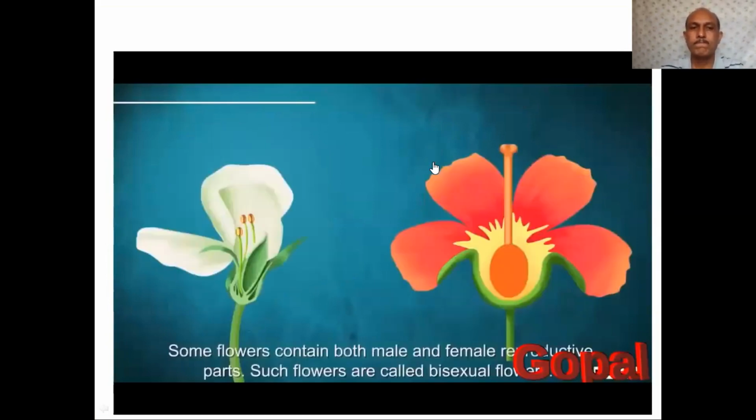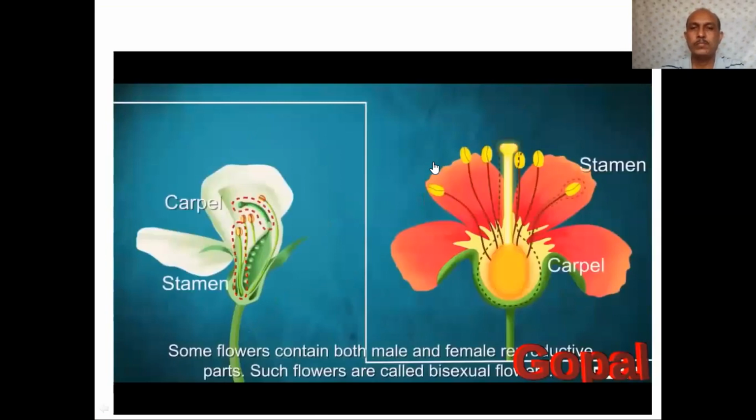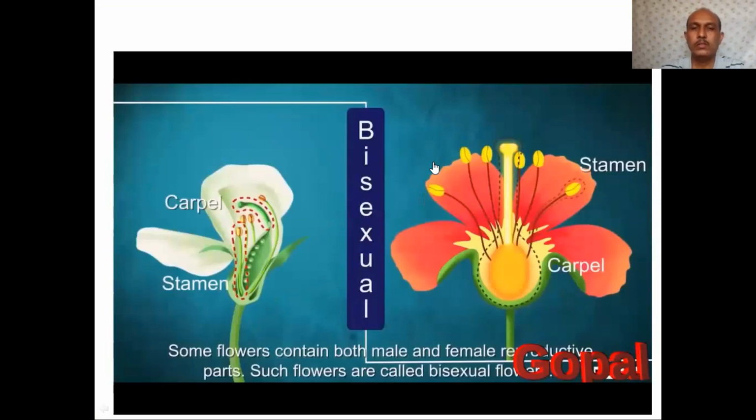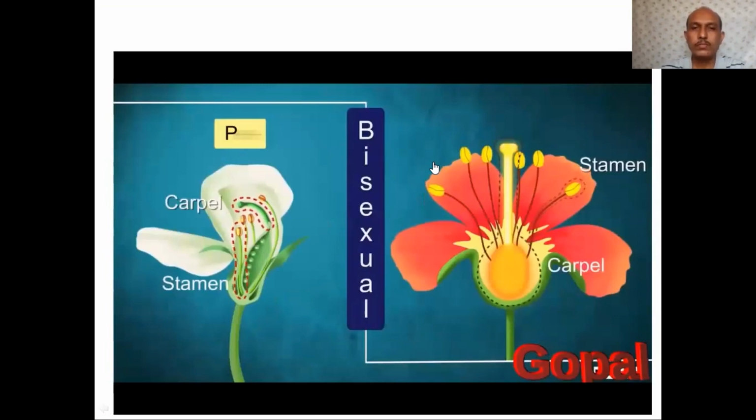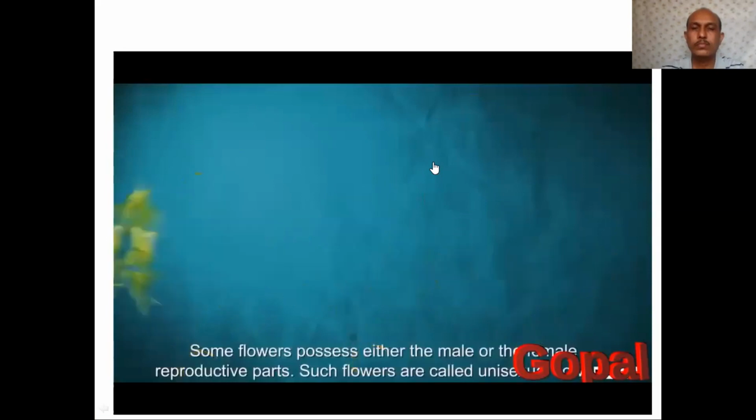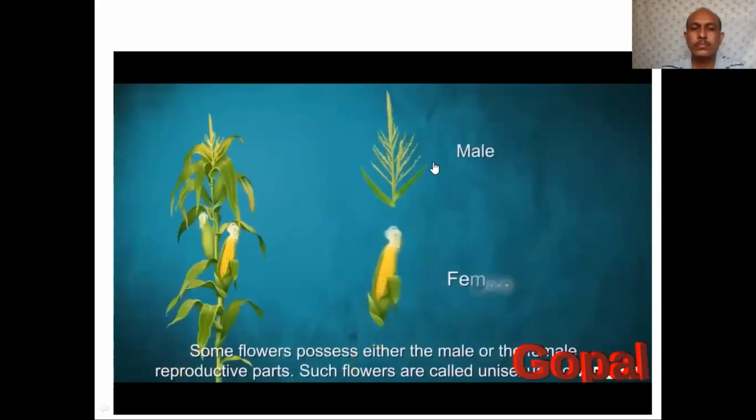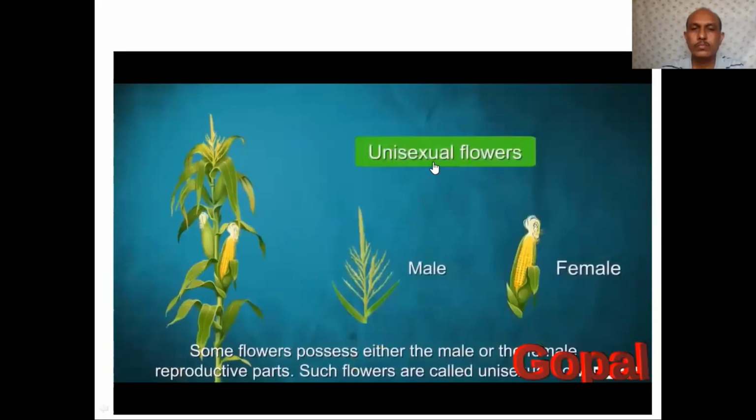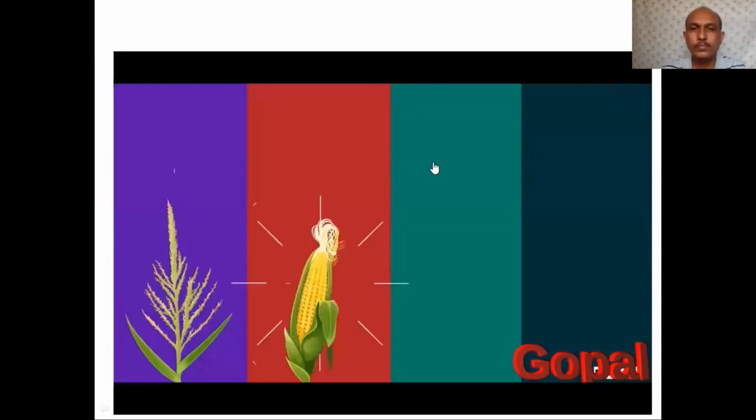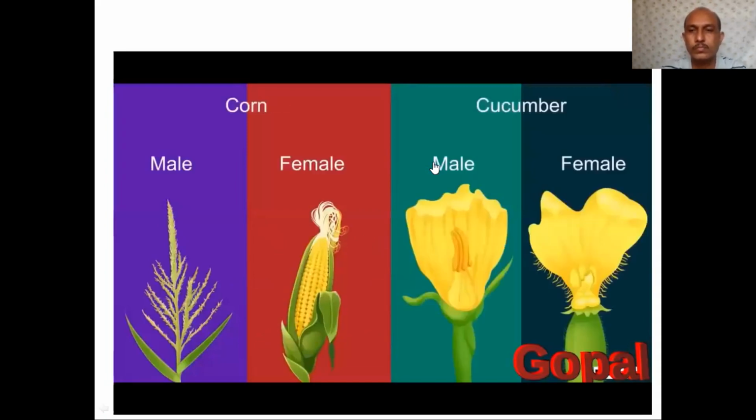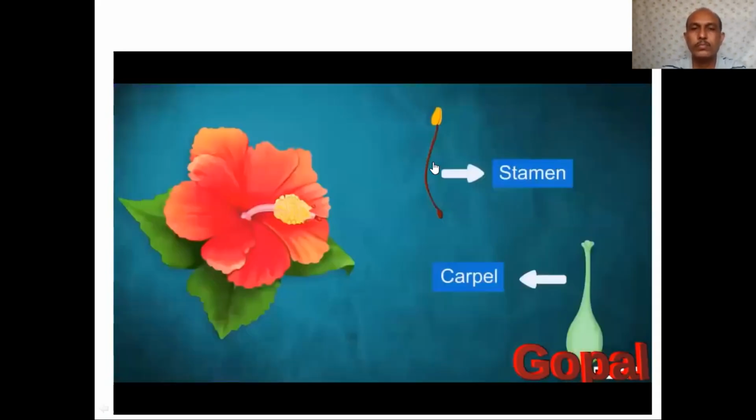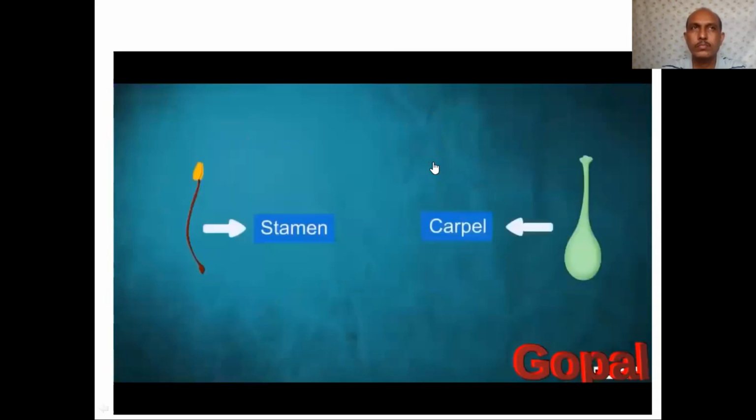Some flowers contain both male and female reproductive parts. Such flowers are called bisexual flowers. For example, pea, China rose, etc. On the other hand, some flowers possess either the male or the female reproductive parts. Such flowers are called unisexual flowers. For example, corn, cucumber, etc. Now let us know about the different parts that make up a stamen and a carpel.